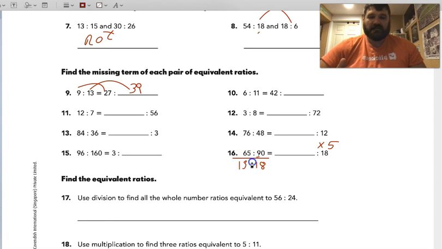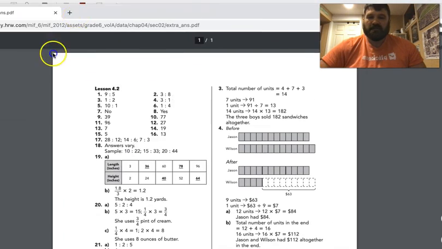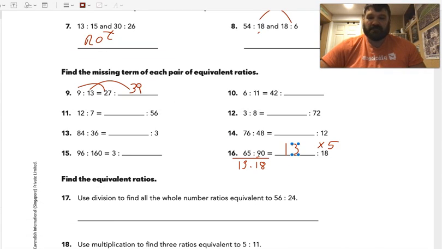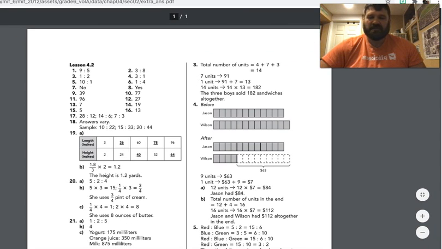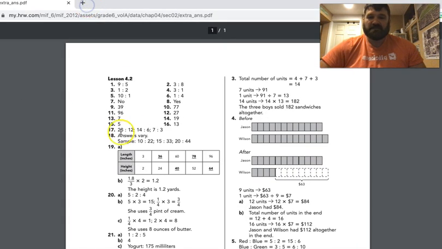Well, luckily for us, can it get any smaller than 13 and 18? The answer is no. So the answer would be 13 to 18. Let's check our work. Okay, and hopefully you can pause it real quick, do the work, or just come back and check, or I'll put the answers on as well later. So number 16 was 13 to 18. Okay, and there's the rest.